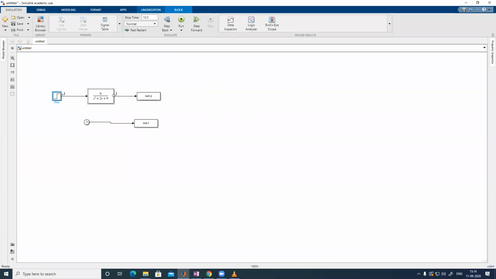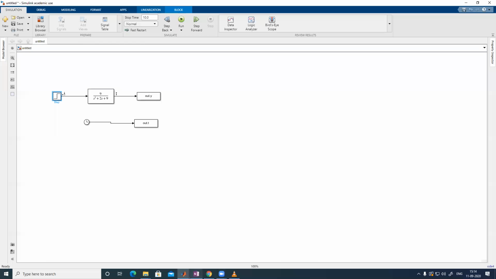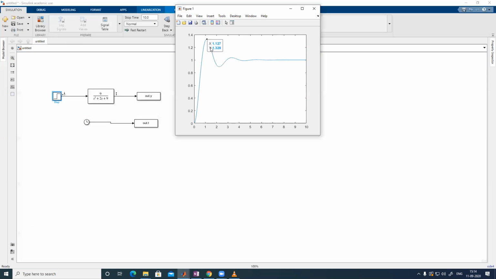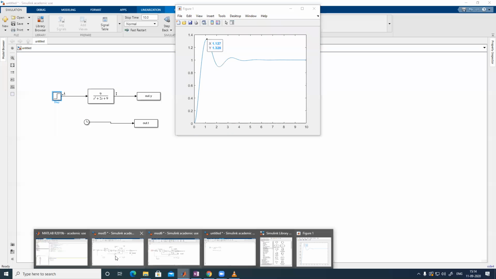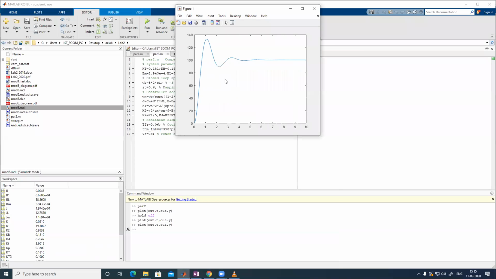I am giving 9 and 9 so that it settles at 1, because of omega n square by s square plus 2 theta omega n s plus omega n square. Now if I give the final value as 100 and simulate, note down these values. Again I am plotting. I will get the same response shape, and the peak response will be like this. It is settling at 100 only.